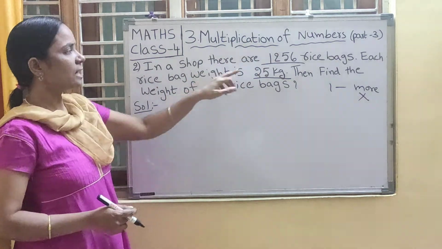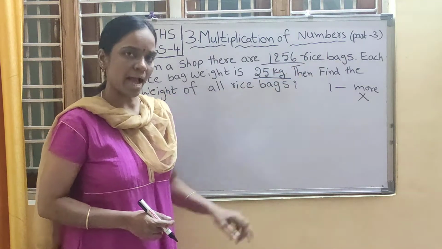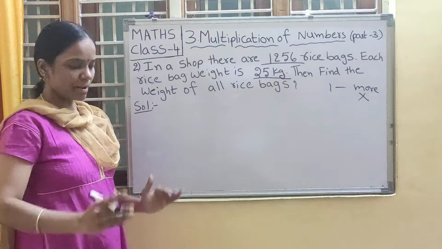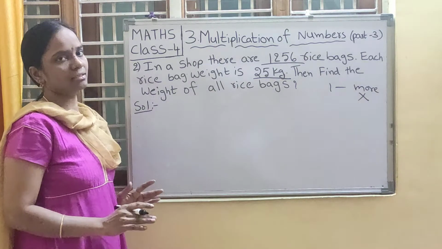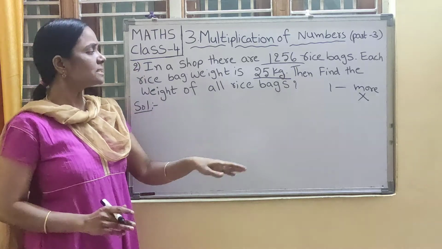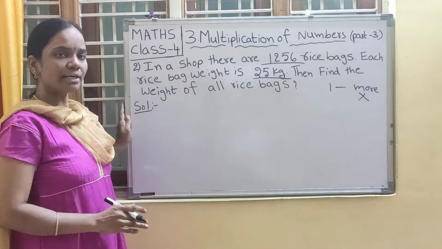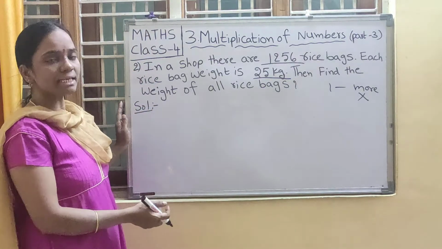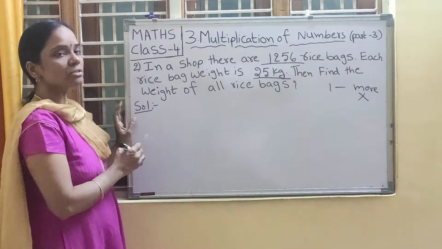So in a shop there are 1256 rice bags. Each bag weight is 25 kgs. Do you know the rice sacks? Yes. One rice sack weight is 25 kgs. We have to find out the weight of 1256 rice bags. So take multiplication, you will get the answer. So write down the solution.